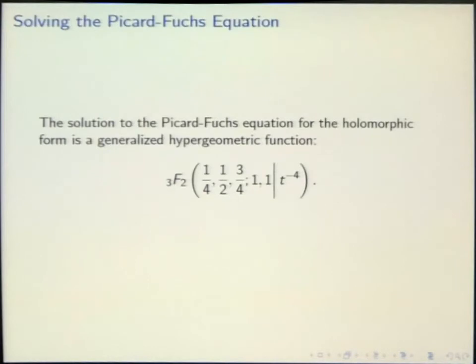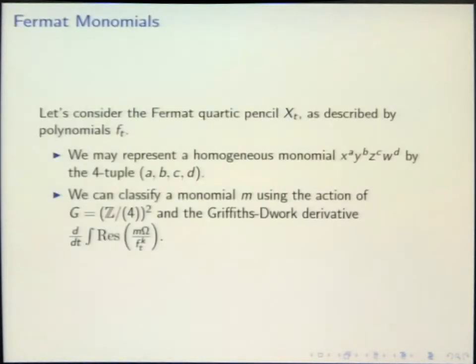And so you can work a little bit with the equation that Ursula showed you, and you can prove that the Picard-Fuchs equation has a solution which is a hypergeometric function with those parameters at t to the -4. Okay? And this is nice, and we actually find hypergeometric functions appear very nicely when we're doing Picard-Fuchs equations of families like this.